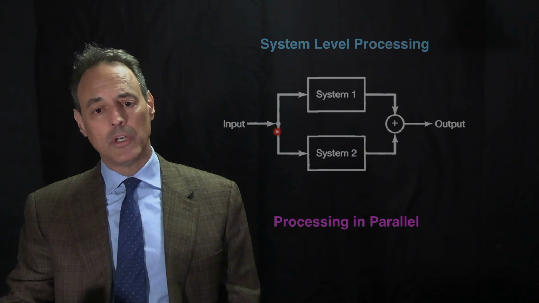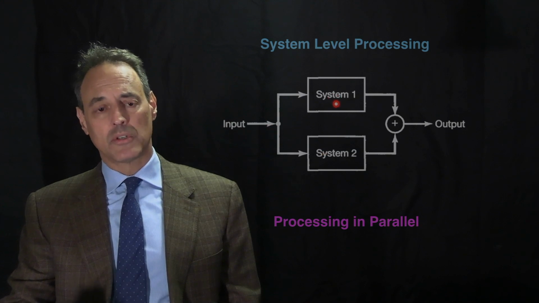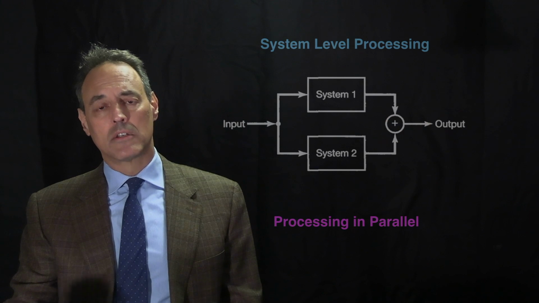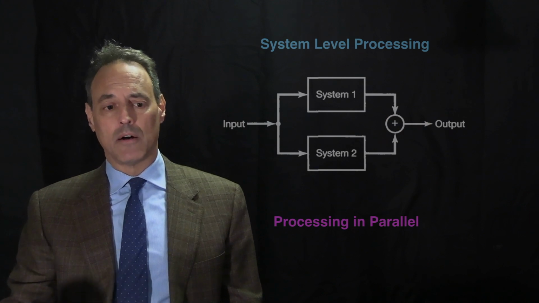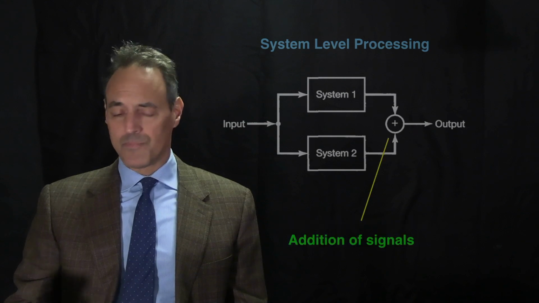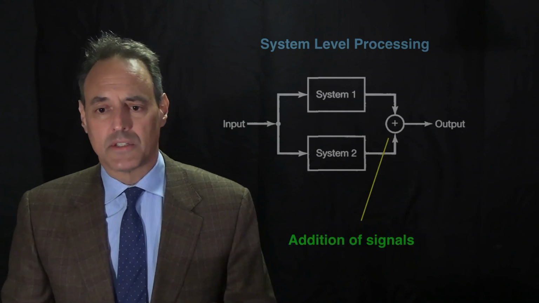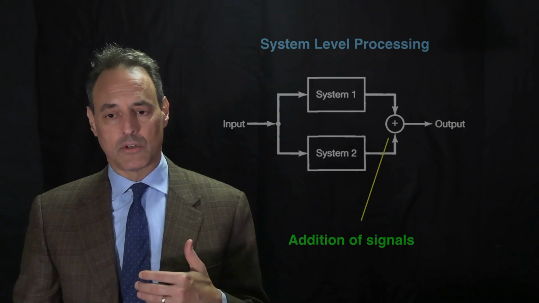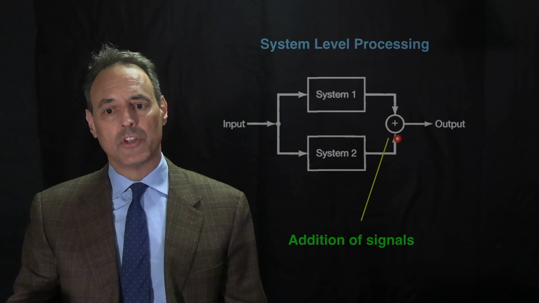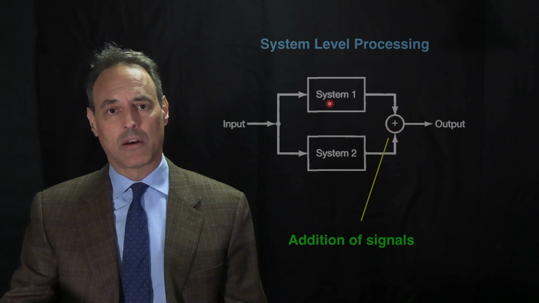From this input, your signal can go into two systems simultaneously where some processing is being done, and then these signals are recombined to produce an output for your system and technology. So what this is is a sort of addition of signals. That's what this block diagram represents, and this is what this plus sign represents in the block diagram, which is an additive sum of these two signals.